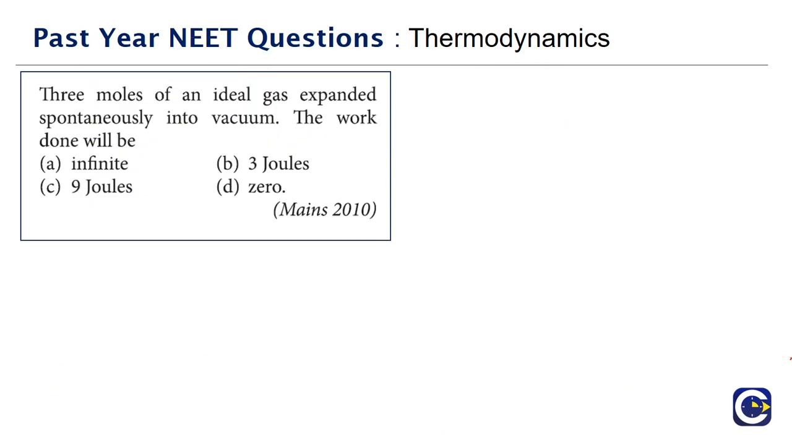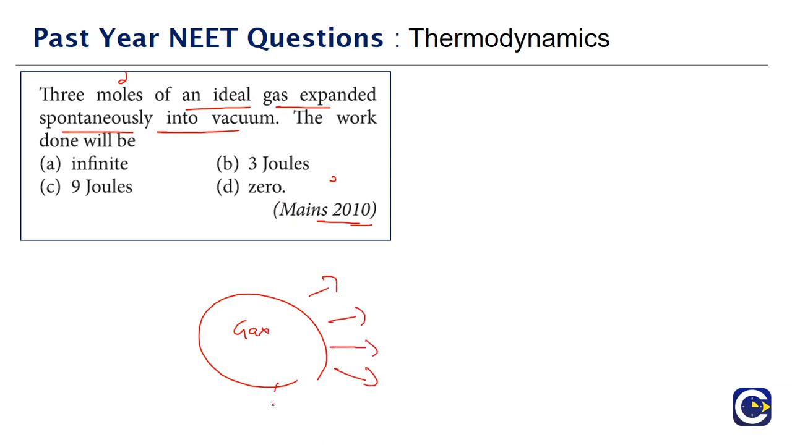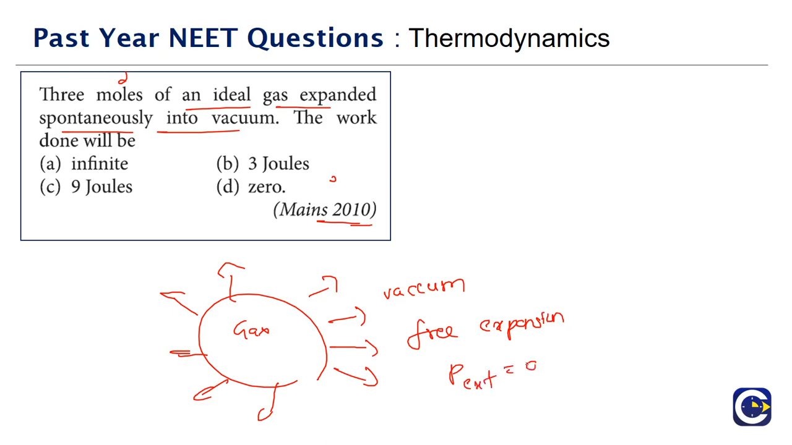Now let's look at the next question. This is a question that has come in the mains paper 2010. Okay, 3 moles of an ideal gas expanded spontaneously into vacuum. Means here the gas is expanding in vacuum. So the expansion in vacuum, we can also call it, by the way, free expansion. Why? The pressure of that vacuum will be 0. So we will consider the gas to be the system, and the surrounding will be what? The vacuum, which will be having a pressure 0.